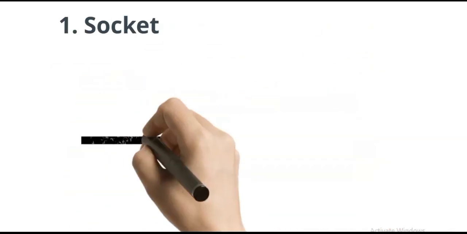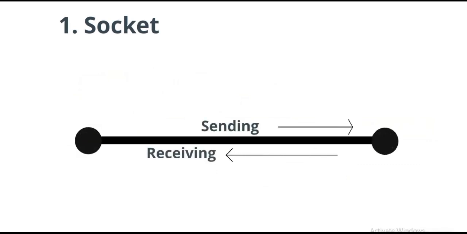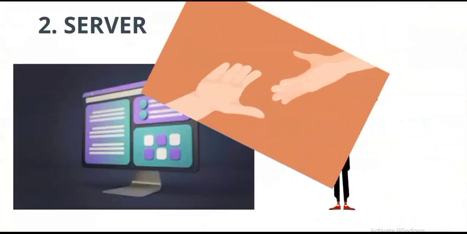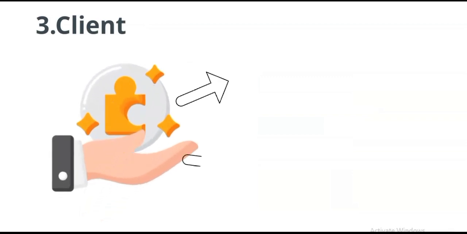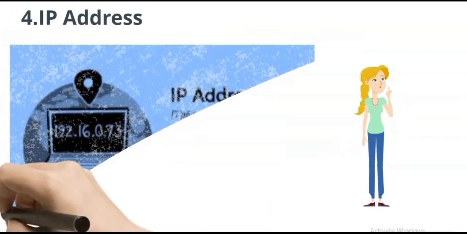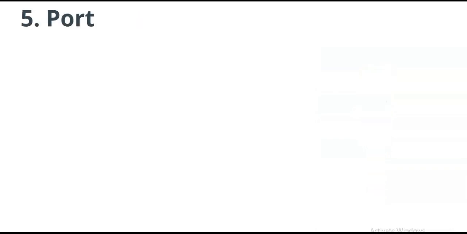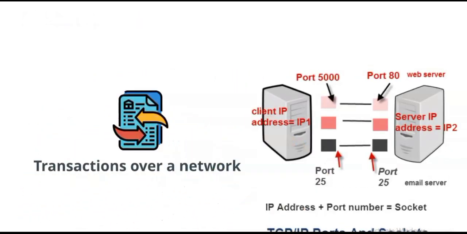Key concepts. Socket: an endpoint for sending or receiving data across a computer network. Server: a program that provides services to other programs or devices, clients. Client: a program that requests services from a server. IP address: a unique address that identifies a device on the internet or a local network. Port: a number used to uniquely identify a transaction over a network.